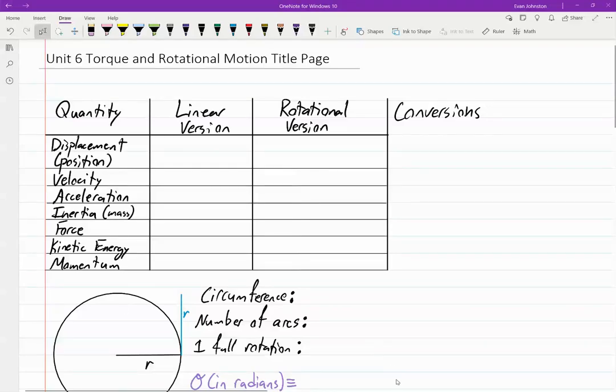Hi everyone, this is our intro to torque and rotational motion title page. So we're actually going to be at the very first page of our new unit. This is kind of just an intro looking forward at some of the things that we will be learning about, and hopefully giving a little clarity on where we're going throughout the rest of our units.